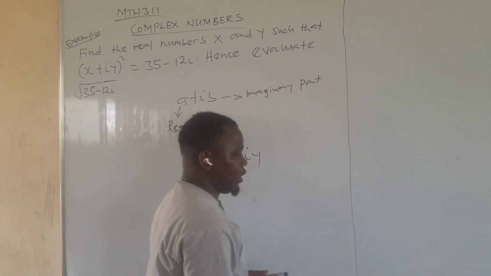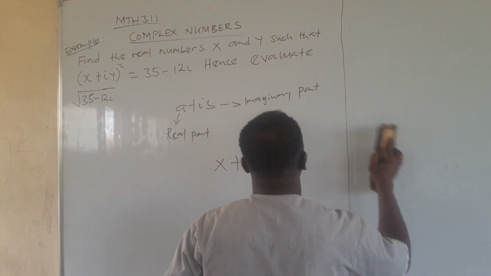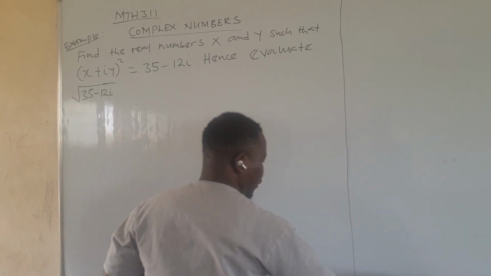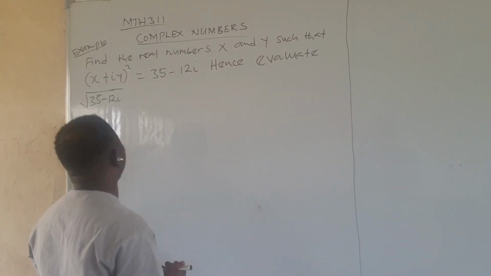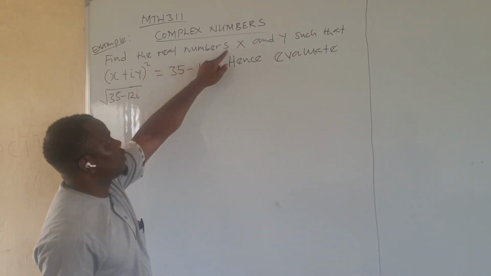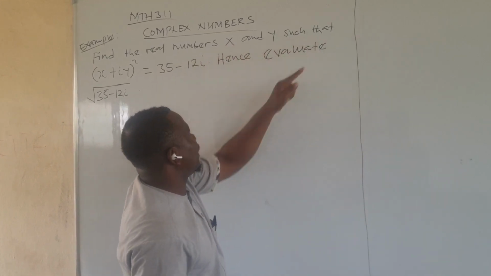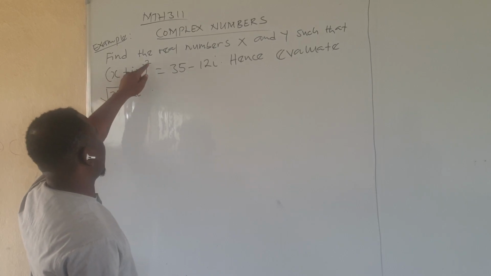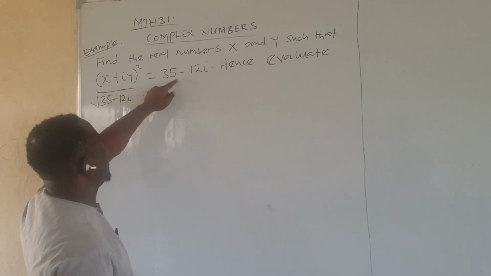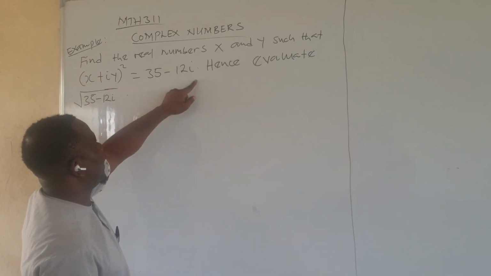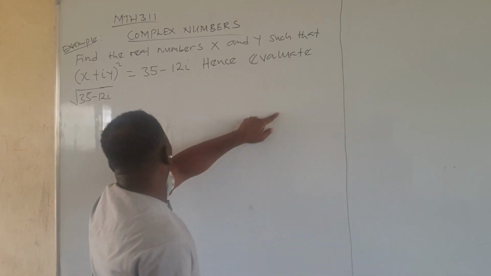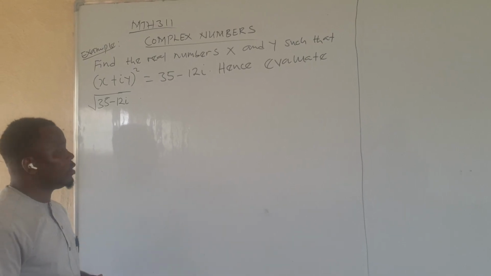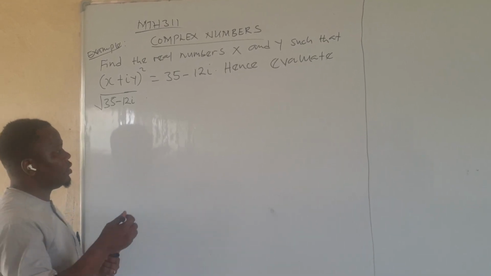Let's fix the idea with this example. The problem says: find the real numbers x and y such that (x plus iy) squared is equal to 35 minus 12i. That is, evaluate the square root of 35 minus 12i. Simple as ABC.